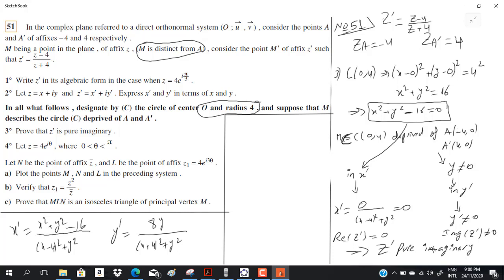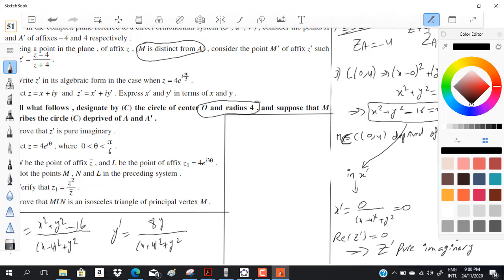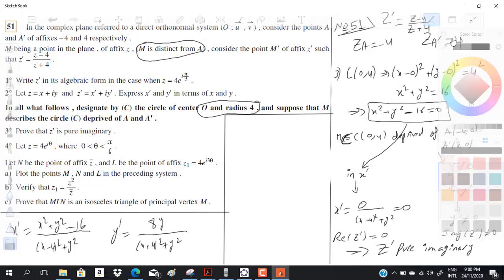And this is part 3. Okay. Part 4. Let z equal 4 exponential of i theta, with theta between 0 and pi over 6. So I'm going to erase this part because I won't need it in part 4.